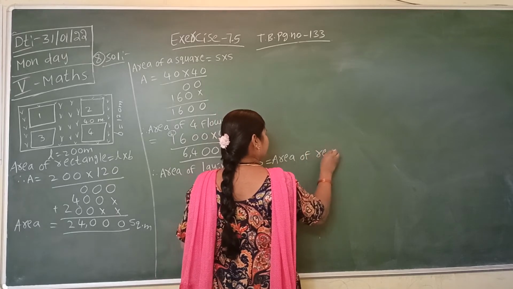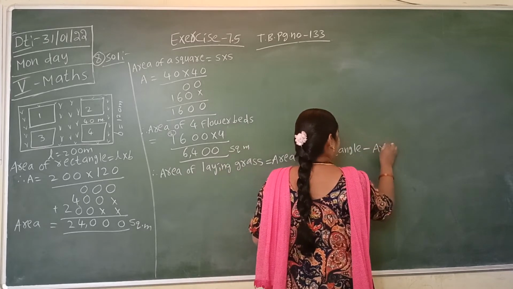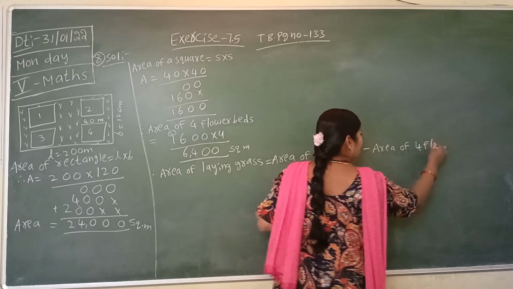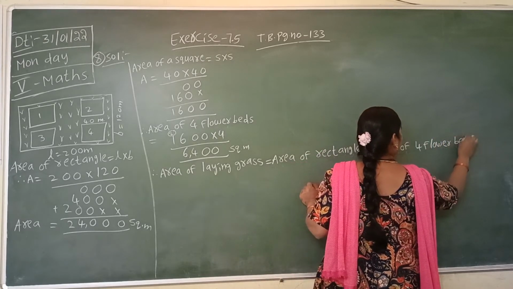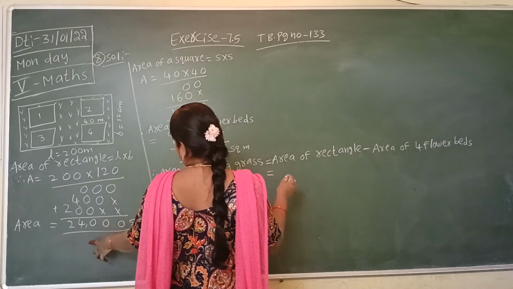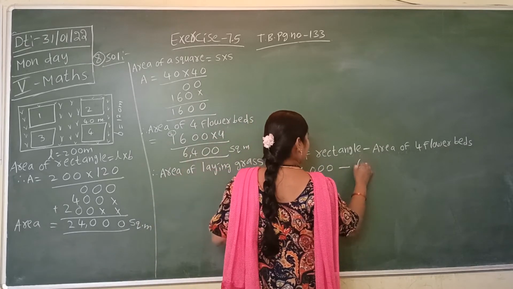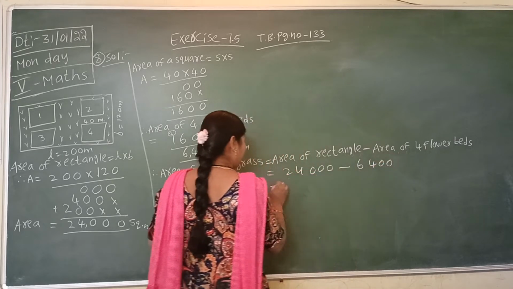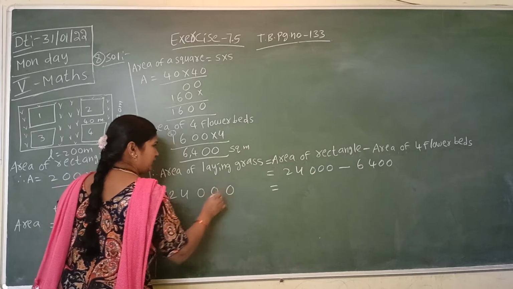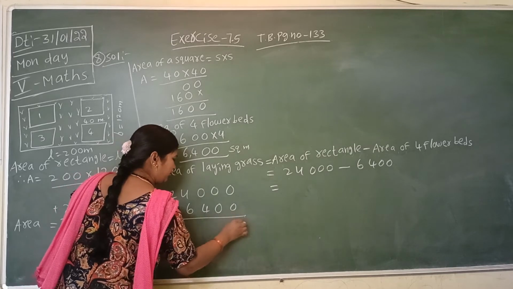Area of rectangle minus area of 4 flower beds. Okay. What is the area of the rectangle, children? 24,000 minus 6,400. You have to do the subtraction, children. 24,000 and 6,400. Do the normal subtraction.